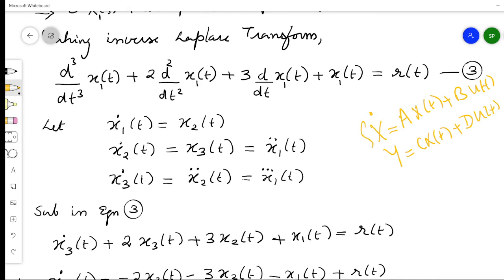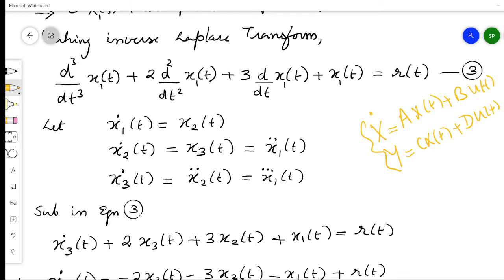So this is the state model representation. We have the differential equation like this, and we have to represent it in terms of the state model. For that, just look at the state equation. We have x dot, so we have the derivative.